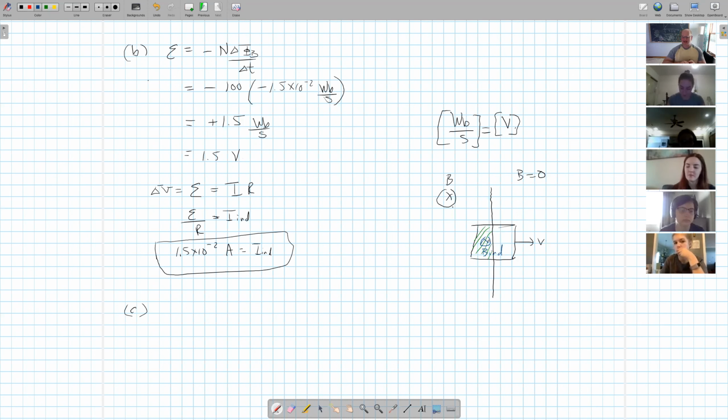So by right-hand rule number 3, I would point my thumb in the direction of the magnetic field. My fingers would curl around in the direction of the current, which means that inside this loop, I have a current running in the clockwise direction. So this is the direction of my induced current. As this thing is being pulled through, I now have an induced current running in the clockwise direction. That's going to be important for part D as well.